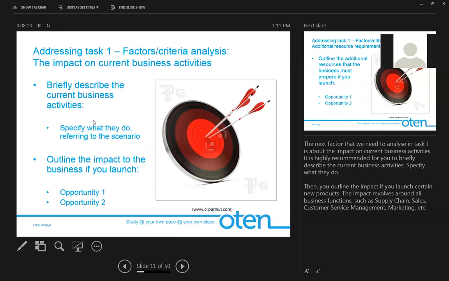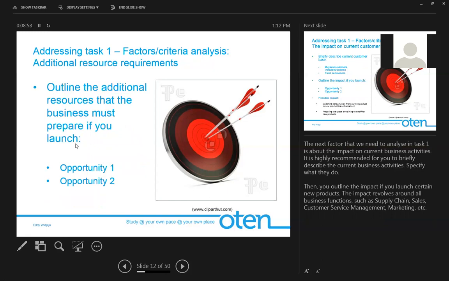Right, now let's move on to the next one, which is the impact on current business activities. Here, I would suggest that you briefly describe the current business activities. You could imagine it is a cafe business. You can model any cafe that you're familiar with and specify what they do. You can also refer to the scenario in terms of what they're offering, what products they're offering, and so on. And next is to outline the impact to the business if you launch the first new product or service ID, and if you launch the second new product or service ID.